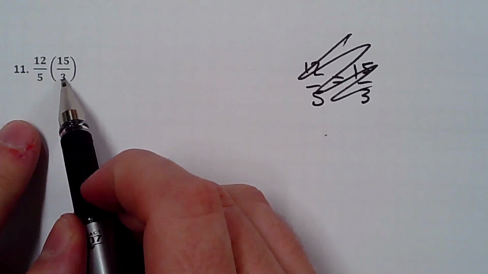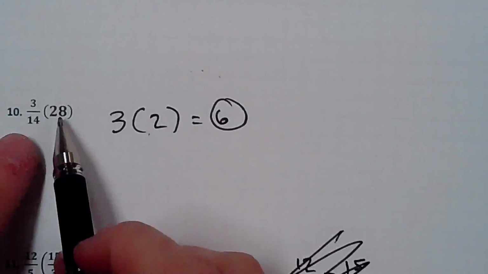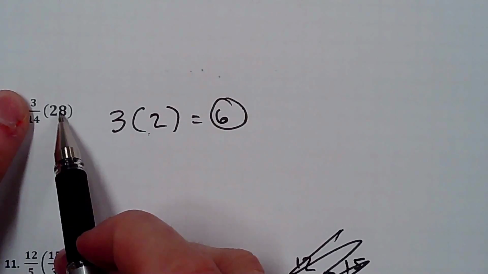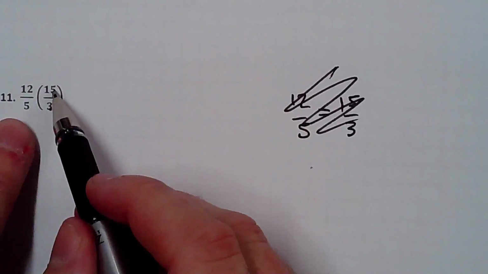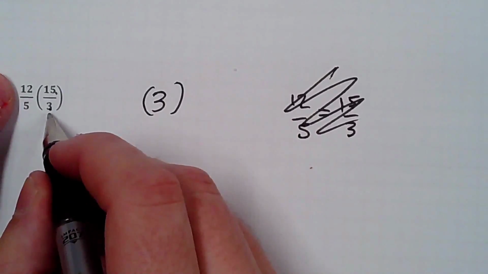When things are on the bottom, do we multiply by them? No, we divide by them, right? We figured that out here. 28 divided by 14, then times 3, right? So we're going to do 15 divided by 5. What's 15 divided by 5? 3. That's 3. What's 12 divided by 3? 4.